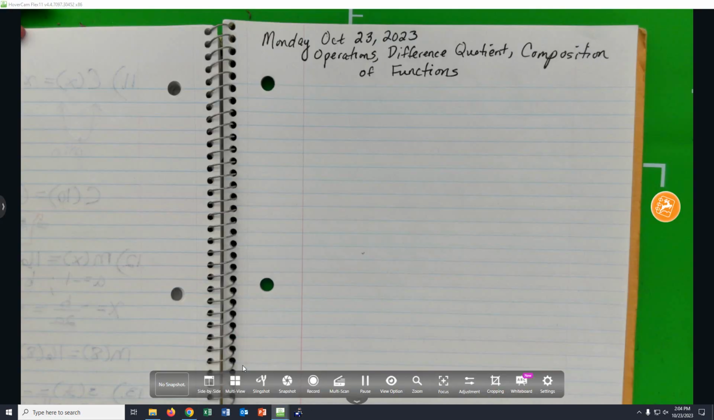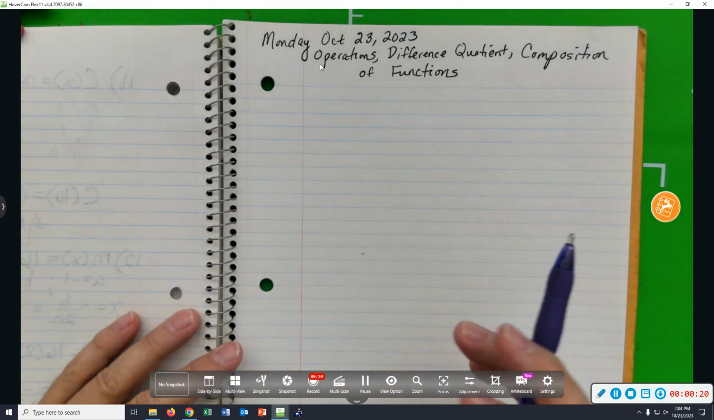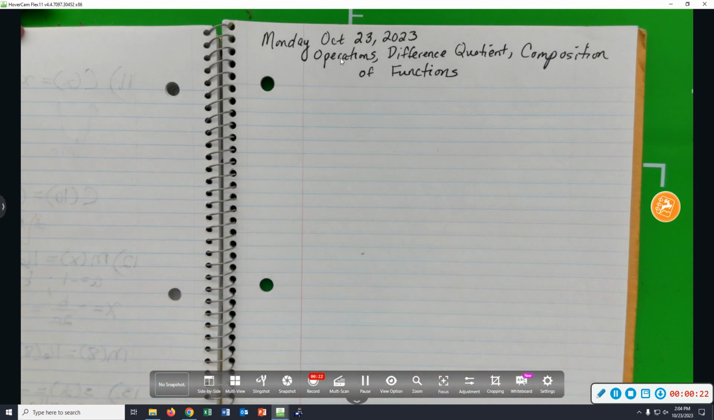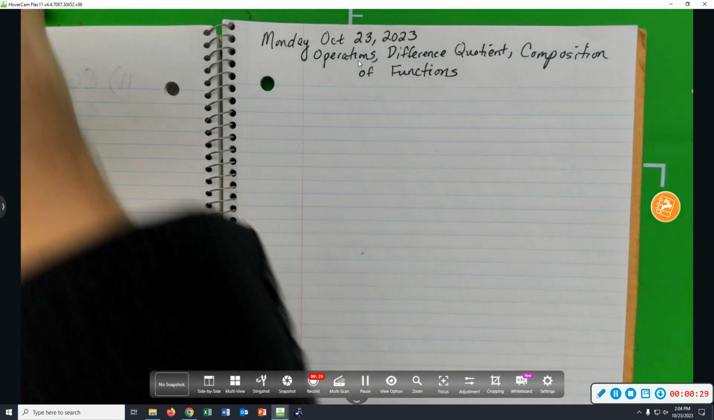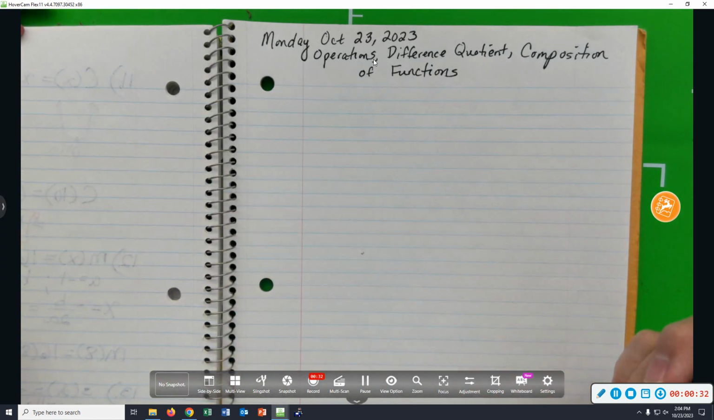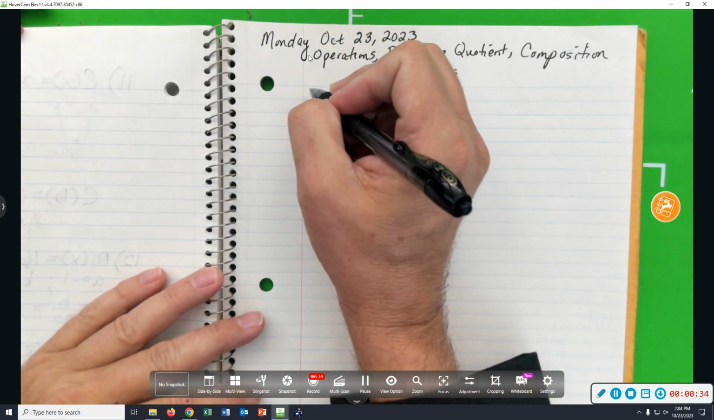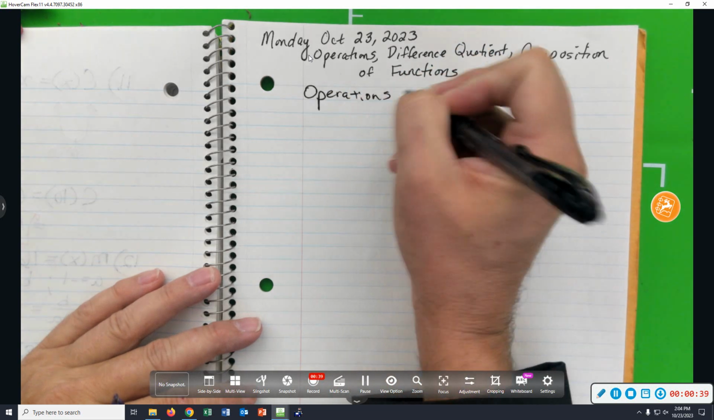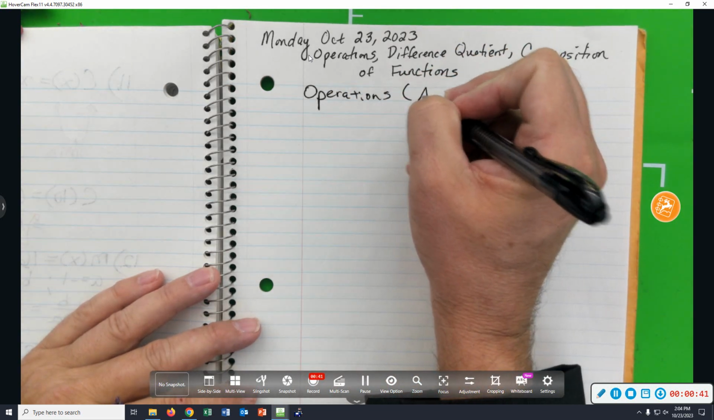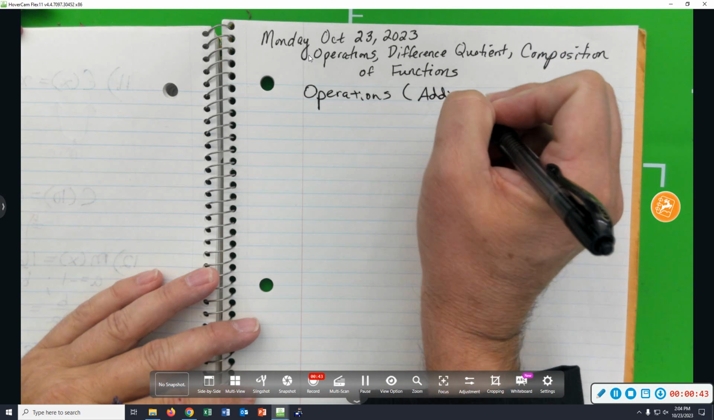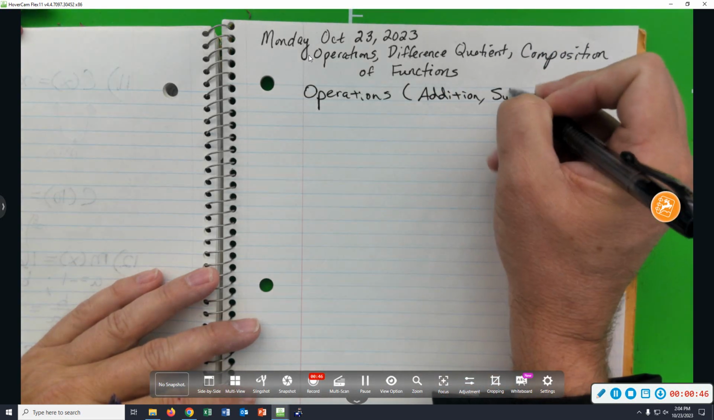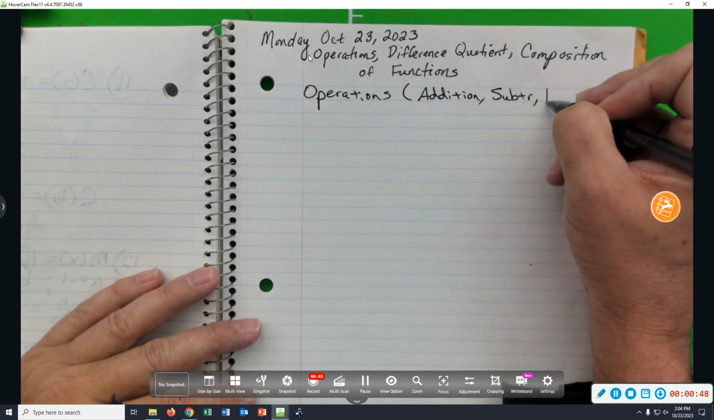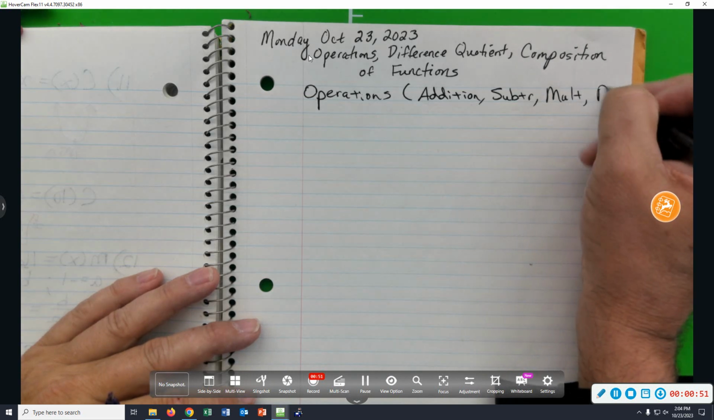By operations, I'm talking about the real number operations that can be extended to that concept of functions: addition, subtraction, multiplication, and division. Those are the operations on real numbers, and they can be performed on functions as well. Operations. By that I mean addition, subtraction, multiplication, and division.